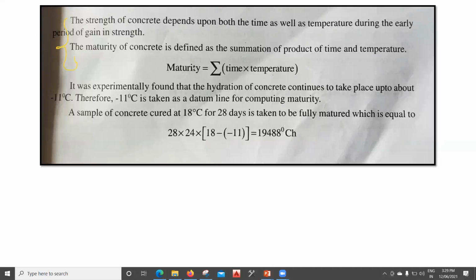It's also understood. If somebody asks you what is maturity, the maturity of a concrete is defined as a summation of the product of time and temperature, because only with the time we cannot tell the strength. For us, the surrounding temperature is also important. That is how this is given.